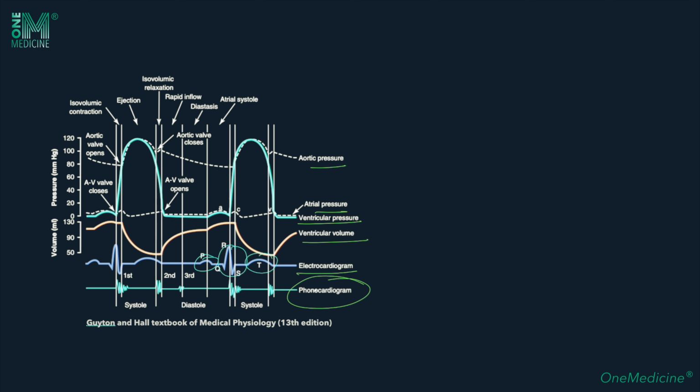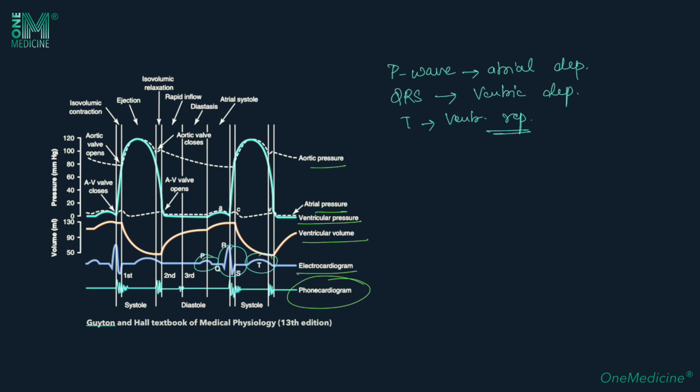Let's start with the ECG. You can see over here the P wave, the QRS complex and the T wave. We all know that the P wave refers to atrial depolarization. During the QRS complex, the ventricles undergo depolarization. During the T wave, there will be ventricular repolarization. Please focus on this graph.